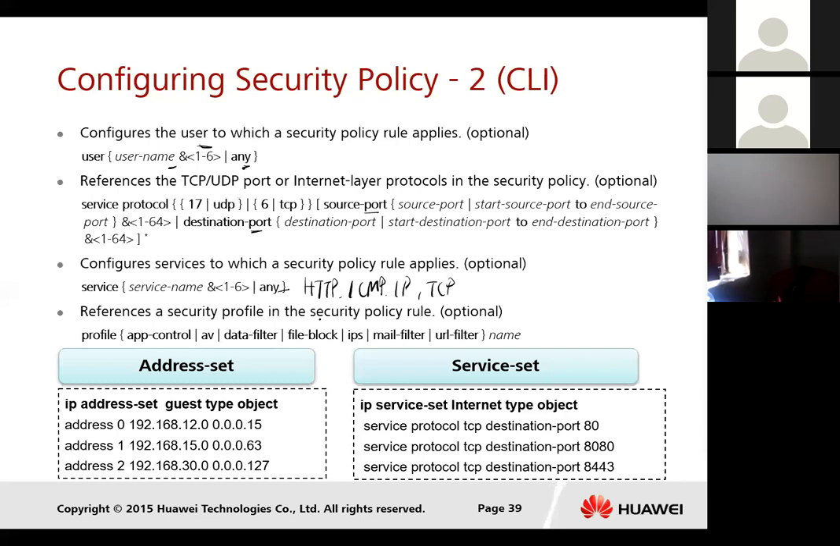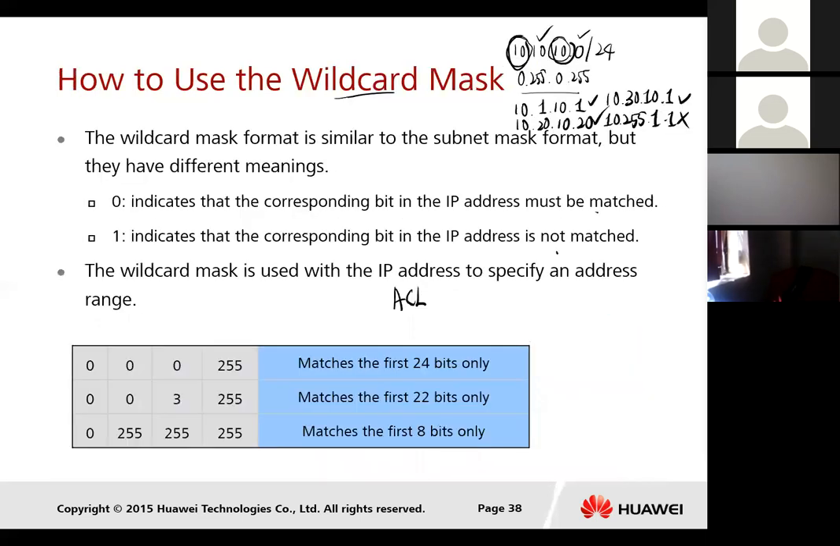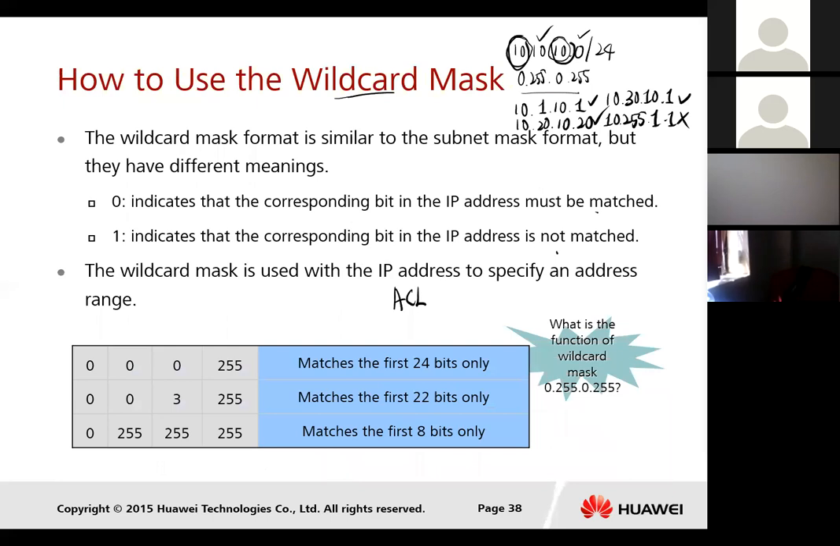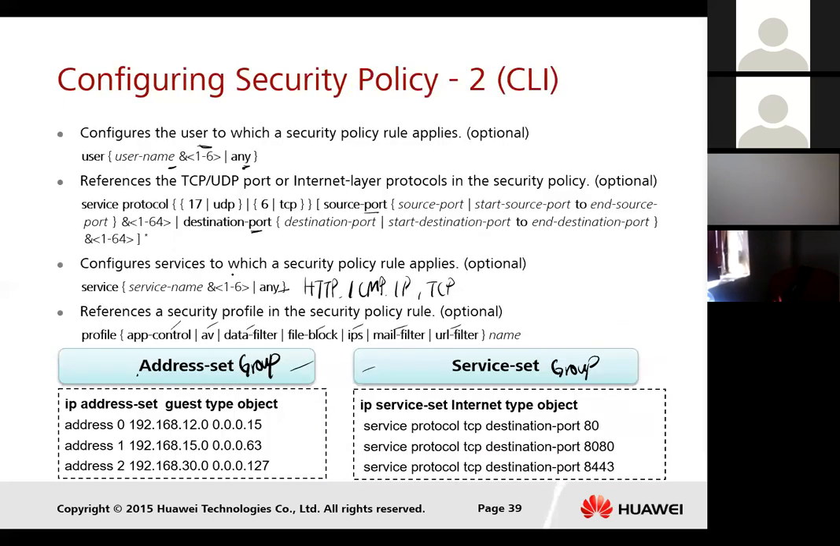Refer to a security profile in the security policy rules. You want to have app control, AV, data filtering, IPS, mail filtering, URL filtering. So that needs to be defined in this case. And this is a set. This set is considered a group. The object group that you can specify. So this address is referred into your, so this is the address. The address set means the group of addresses. Then the service set can be defined under the services over here.